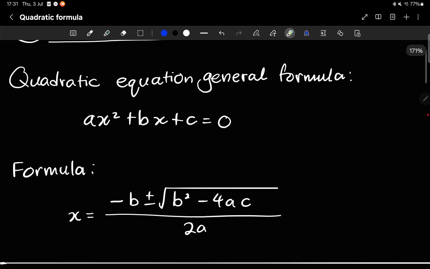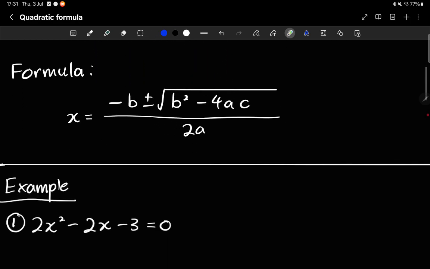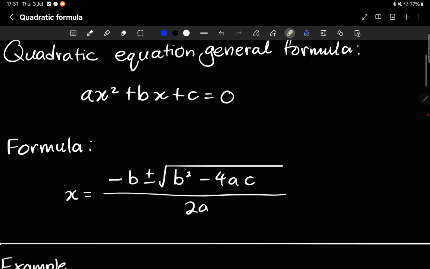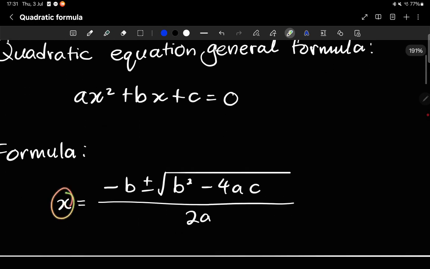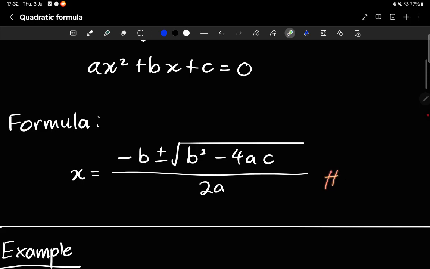Just to recall, the general quadratic equation looks like ax squared plus bx plus c equal to 0. The formula method uses a formula to find the roots of a quadratic equation, which is x equals negative b plus minus the square root of b squared minus 4ac, over 2a. And that's how you get the roots of a quadratic equation.